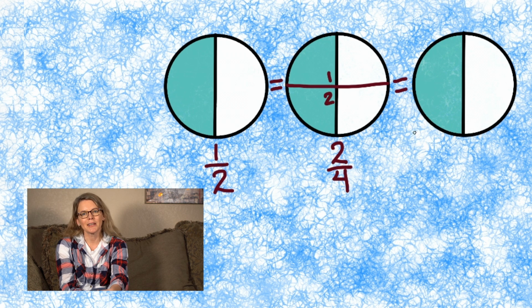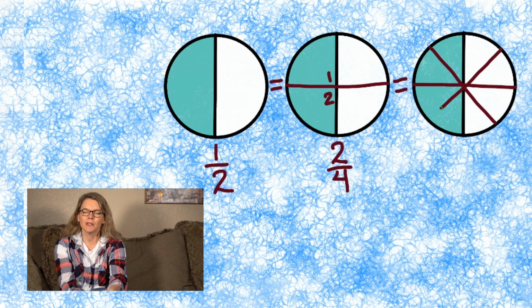Moving over to the next circle, I will cut it into even more equal-sized pieces. I will slice it horizontally, then cut diagonally through all of the pieces. Now the shaded portion of this one is 4/8. Using these pictures, you can see that 1/2 equals 2/4, which also equals 4/8. There are an infinite number of fractions equal to these if I keep slicing away.